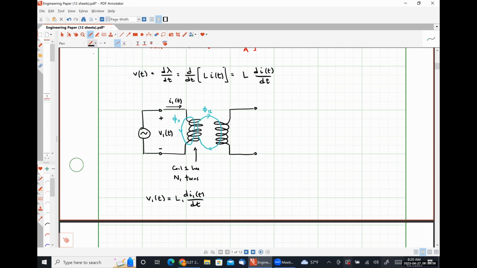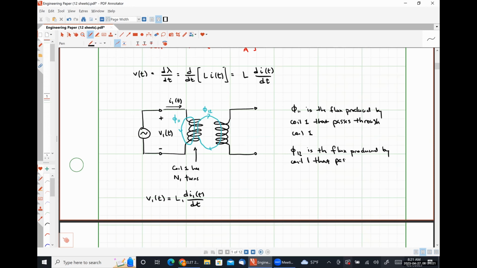I'll do you one better. I'll write it down. So phi 1,1 is the flux produced by coil 1 that passes through coil 1, and phi 1,2 is the flux produced by coil 1 that passes through coil 2.